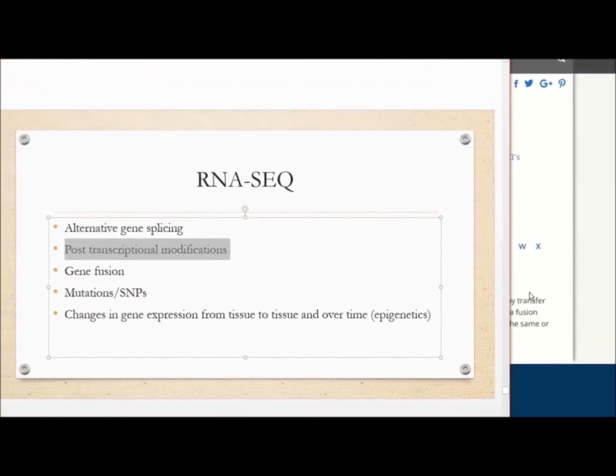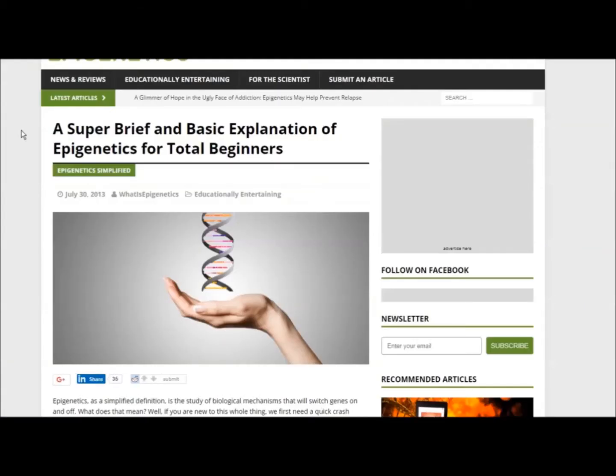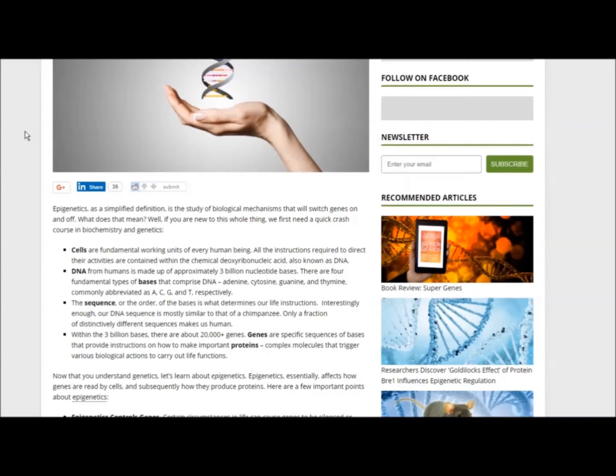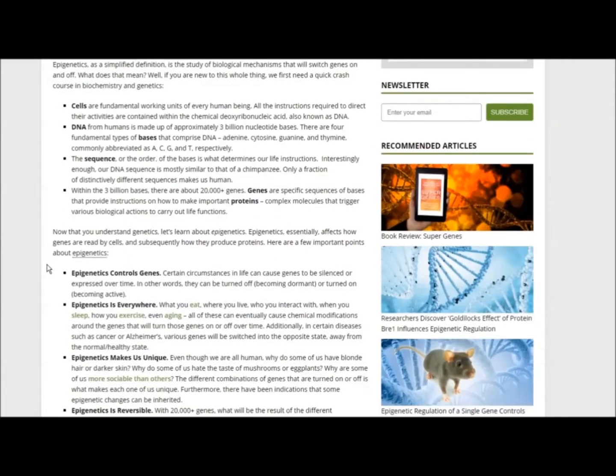Okay, mutations and SNPs we've already looked at, and let's just look at a quick definition of epigenetics. So, what is epigenetics? Epigenetics is a study of a biological mechanism that will switch genes on and off. What does that mean? So we understand cells, DNA, sequences, etc. Certain circumstances in life can cause genes to be silenced or overexpressed. In other words, they can be turned off, becoming dormant, or turned on. Epigenetics is everywhere.